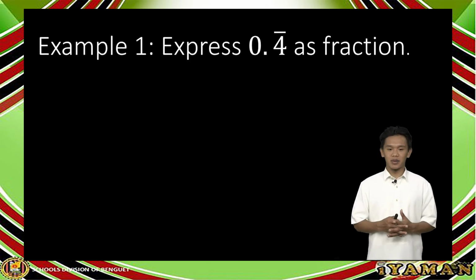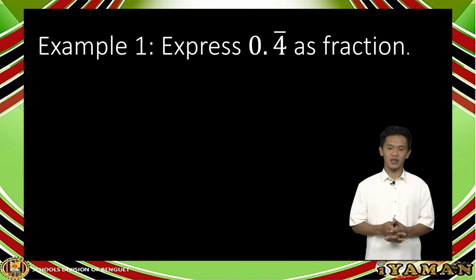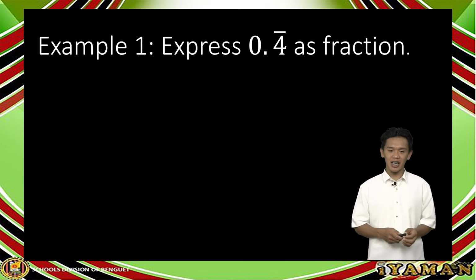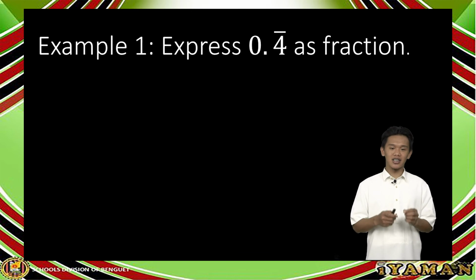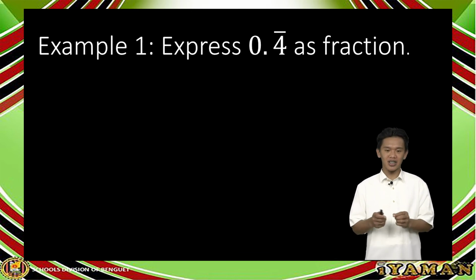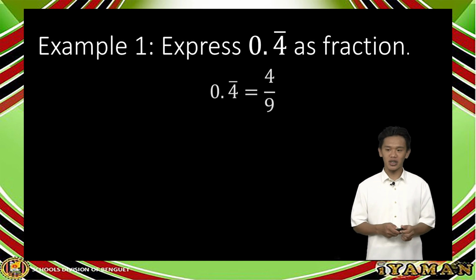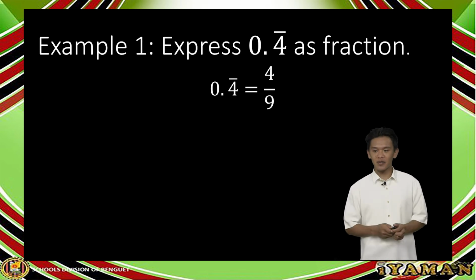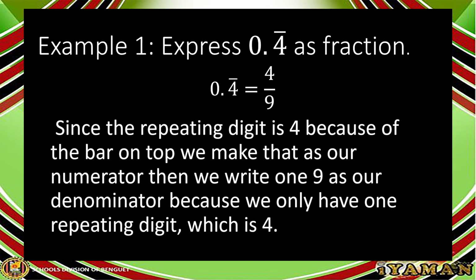Let's have an example. Express 0.4 bar as fraction. Again, doing the steps, we write the digit as the numerator, then we write 9 as many digits as there are in your numerator. So since the digit is 4, we have the numerator as 4, and we write 9 because we only have one digit in your numerator. As simple as that.